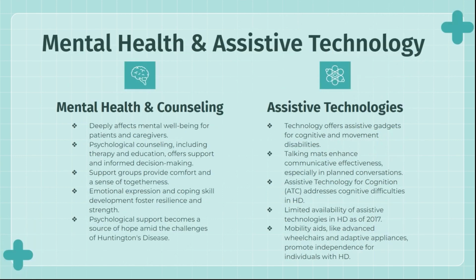Finally, the last two: mental health and assistive technologies. For psychological support, Huntington's disease deeply affects the mental well-being of both patients and caregivers. Psychological counseling includes therapy and education, offers crucial support, and facilitates informed decision-making for those with the disease.